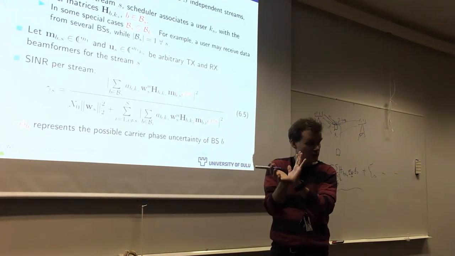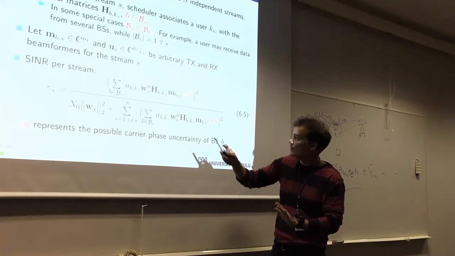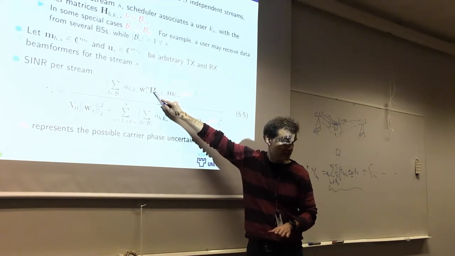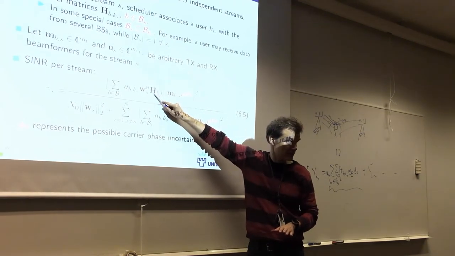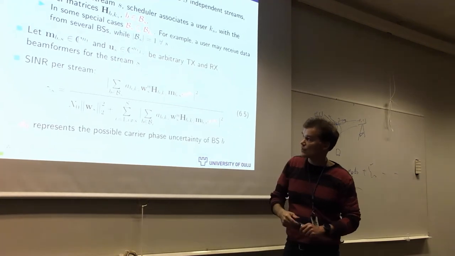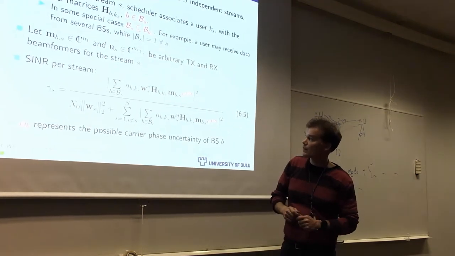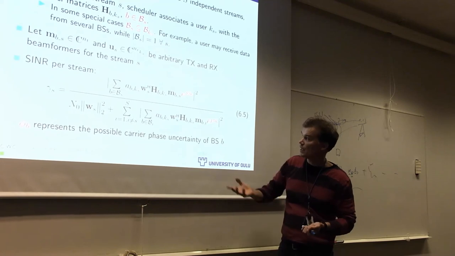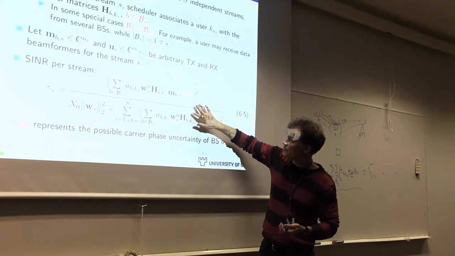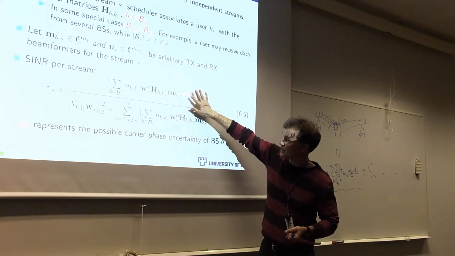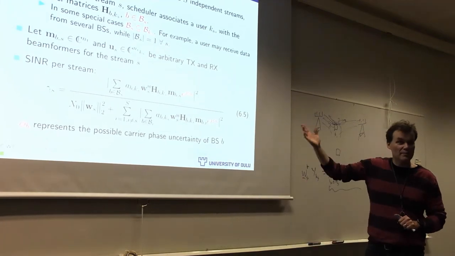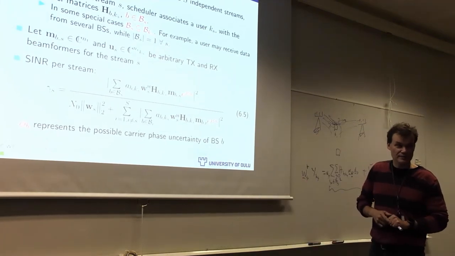That's why it's so important to have this. If this is known perfectly, it can be incorporated into the channel. If it's not known, then it's an extra uncertainty, and in my PhD thesis, I actually have some plots. How is the impact? It can be quite significant.